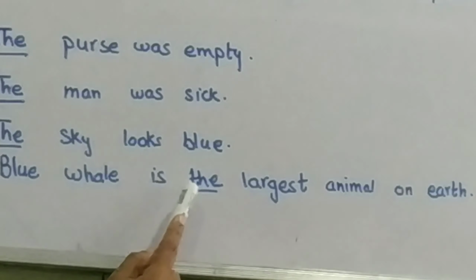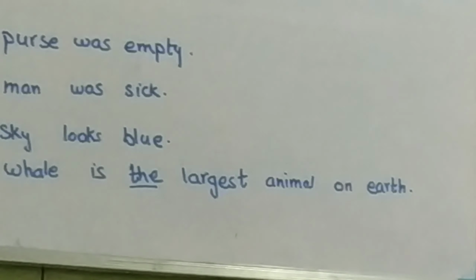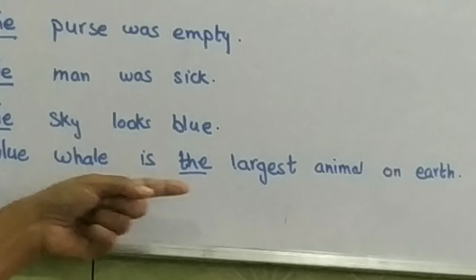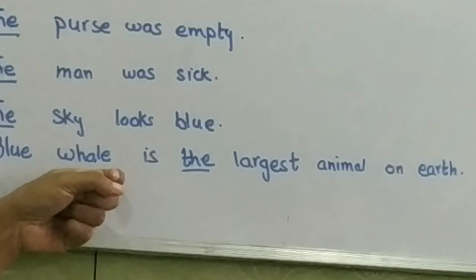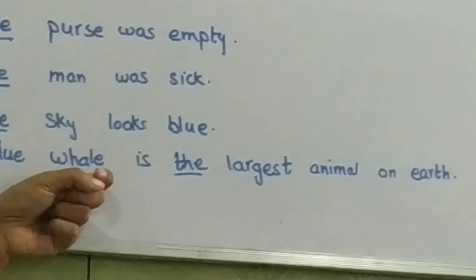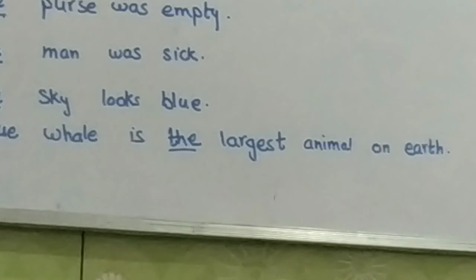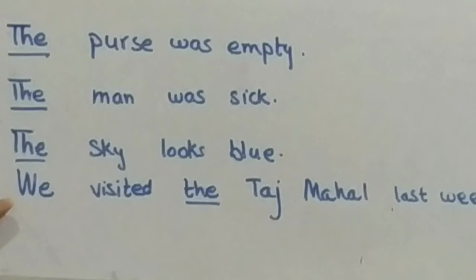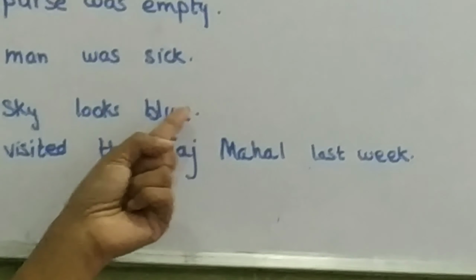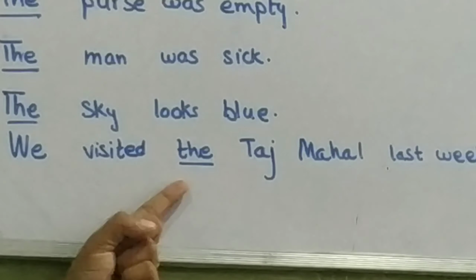Blue whale is the largest animal on earth. So we are talking about what? We are talking about the blue whale, a particular animal, so we have used the largest animal on earth. We visited the Taj Mahal last week. So we are talking about what? Taj Mahal, a particular monument. So what have we used? The.